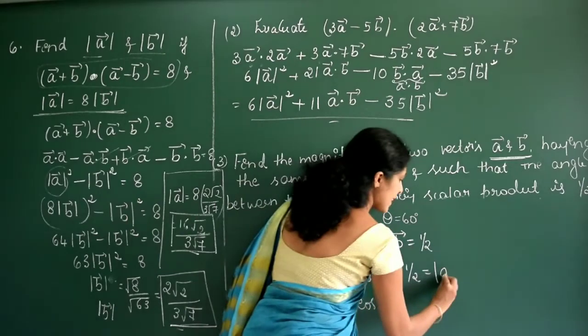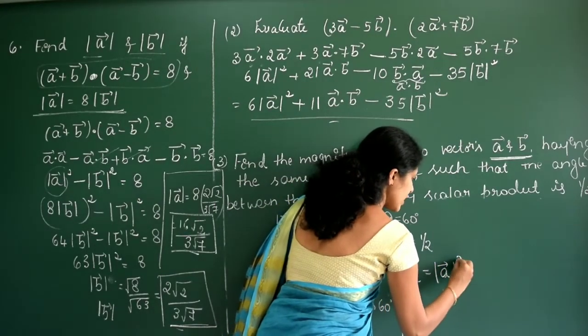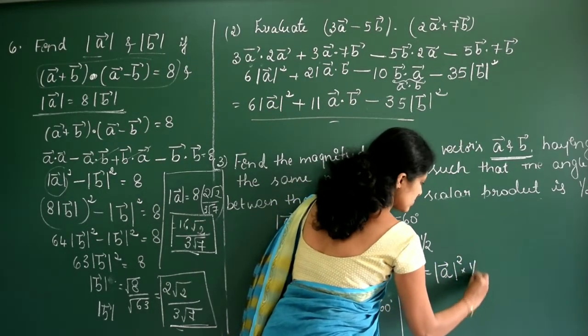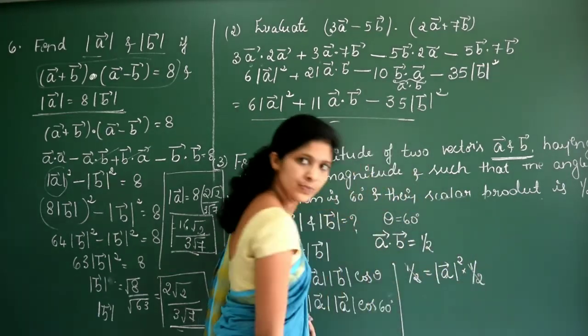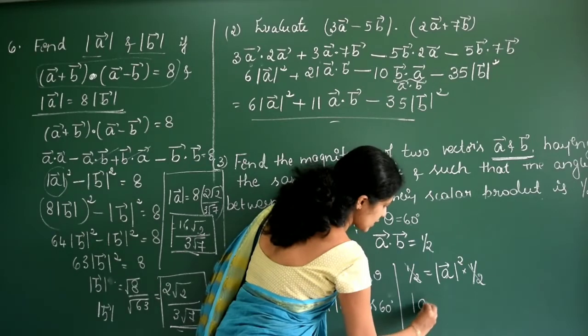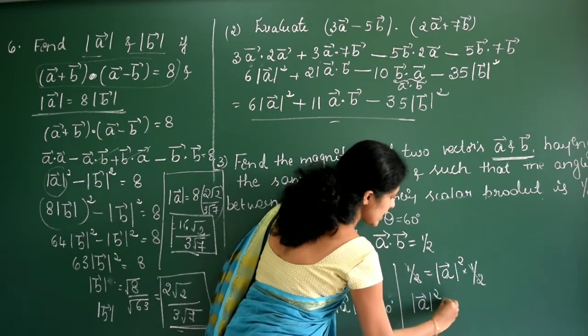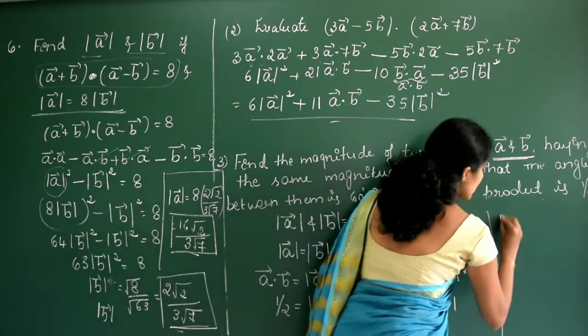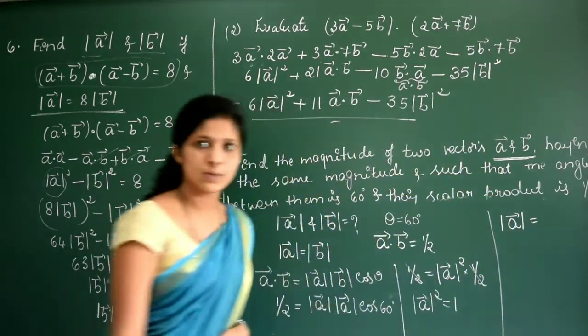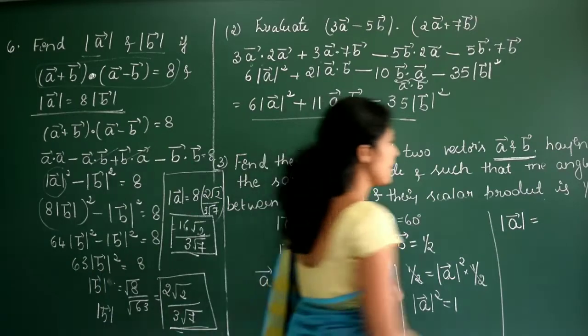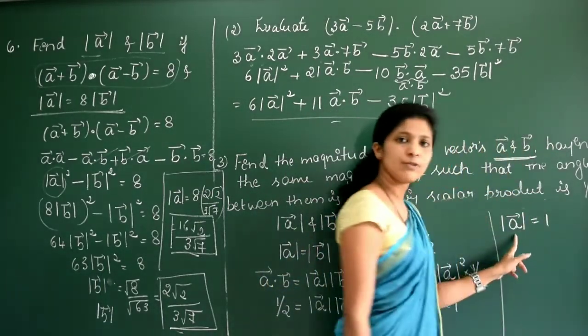It will be magnitude of A vector square into cos 60. Cos 60 is 1 by 2. So I can cancel 1 by 2 and 1 by 2, right? By this we can write magnitude of A vector square is equal to 1. Now what is the magnitude of A vector? Is it plus or minus 1? Minus 1 is not possible, right? Because it's a length. So it will be plus 1. Magnitude of A vector is 1.